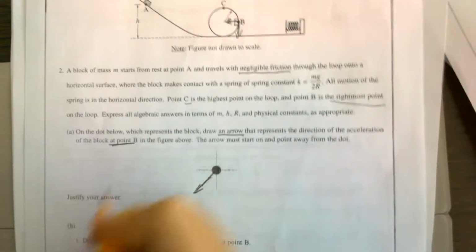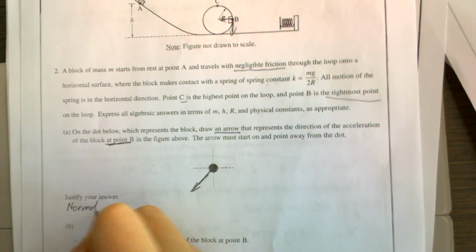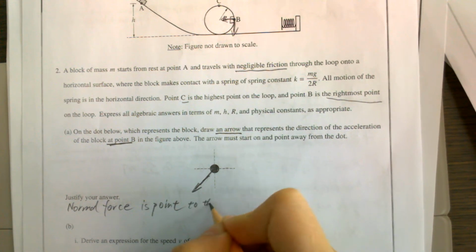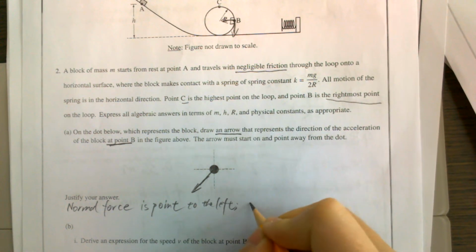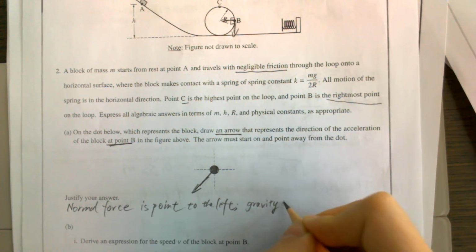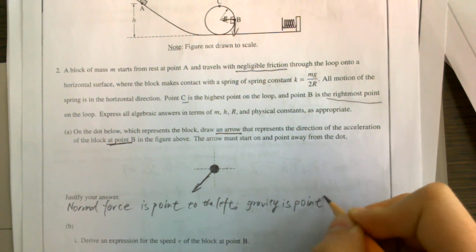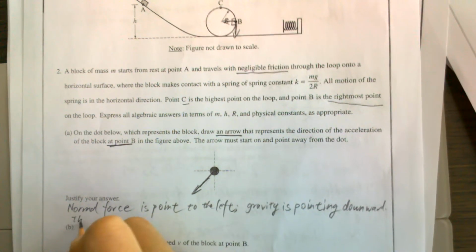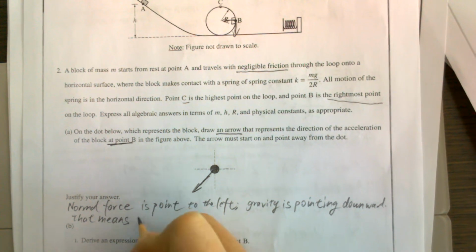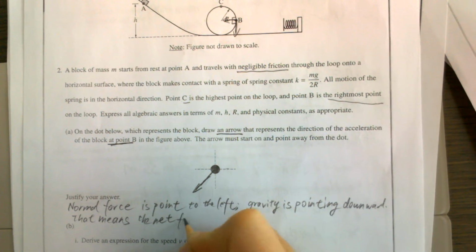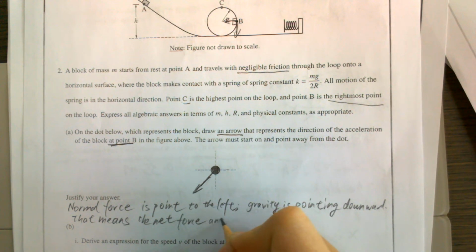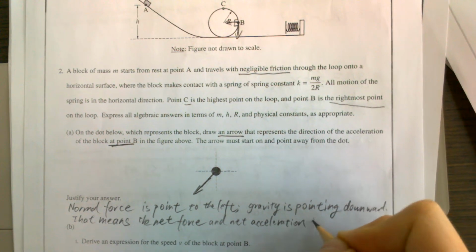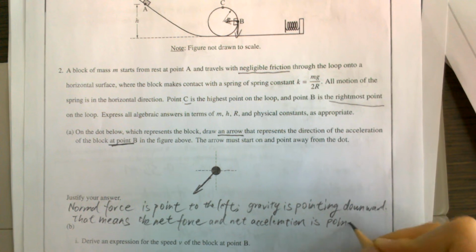So to justify your answer, because we have a normal force pointing to the left and the gravity is pointing downward, that means the net force and net acceleration is pointing down left.